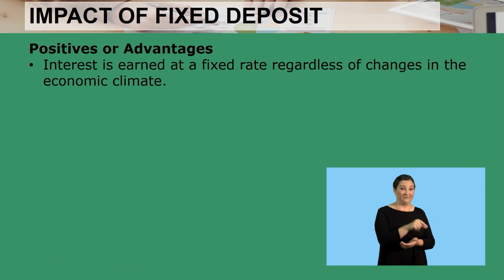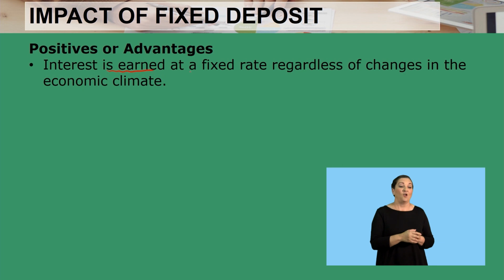With fixed deposit, we're talking about an investment done with the bank, and it offers you interest which is fixed. The interest is set at a fixed rate regardless of changes in the economic condition or climate. So should interest go down as per the repo rate, you will not be affected because your interest will be fixed.